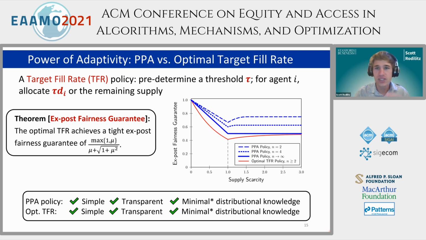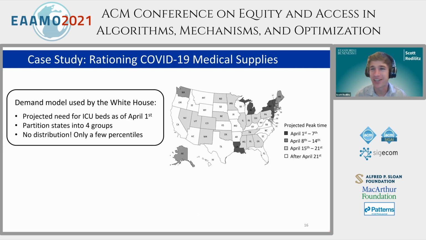All right. So with this all in mind, I want to take us back to this motivating case study of COVID-19, back to the topic of this session. And so we've built a case study using a demand model that was in place and was studied by the White House in April 2020. So we looked at projected need for ICU beds as a proxy for just overall demand for medical supplies. We partitioned states into 4 groups to make this setting pretty simple.